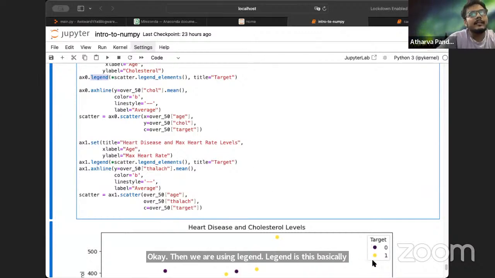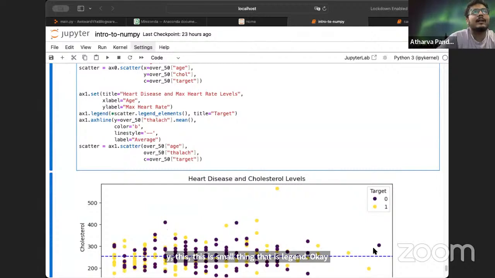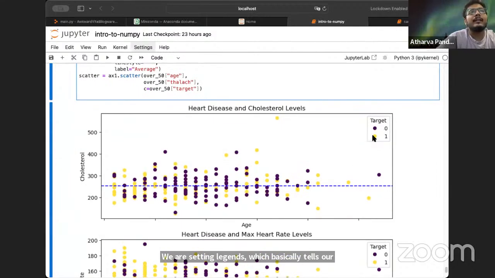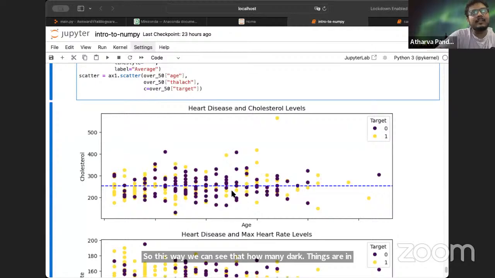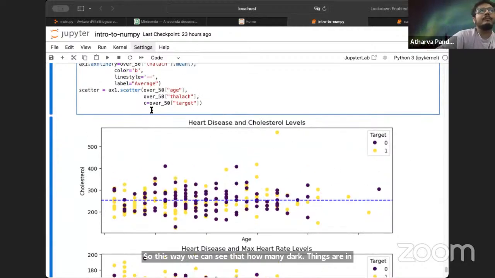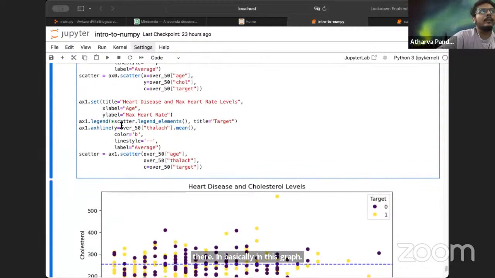We are setting legends, which basically tells our graph that in here dark circles are 0 and light circles are 1. This way we can see how many dark things there are in this graph. Then we are setting a mean line, axhline.